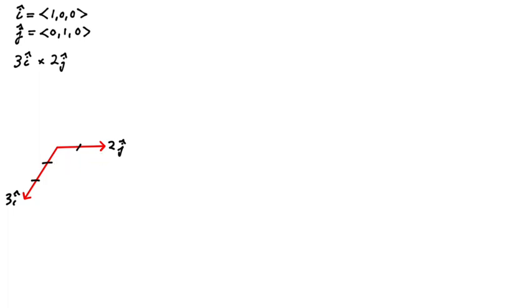If I want to find their cross product, the first thing I might think about is the area formed by those two vectors. They're at a right angle to one another, which makes this really easy to calculate. There's 6 square units of area there, 3 times 2.